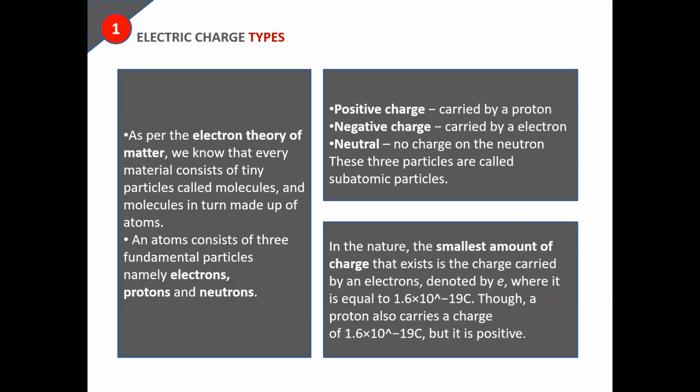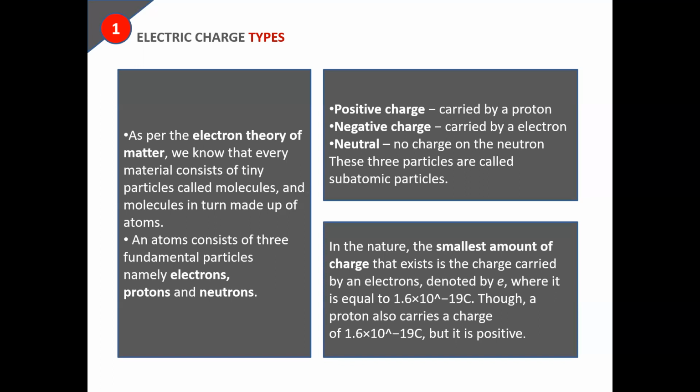And as per the electron theory of matter, we know that every matter consists of tiny particles called molecules, and molecules in turn are made up of atoms, and atoms consist of three fundamental particles, namely electrons, protons, and neutrons. Positive charge is carried by a proton. Negative charge is carried by an electron. Neutrons carry no charge. These three particles are called the subatomic particles.